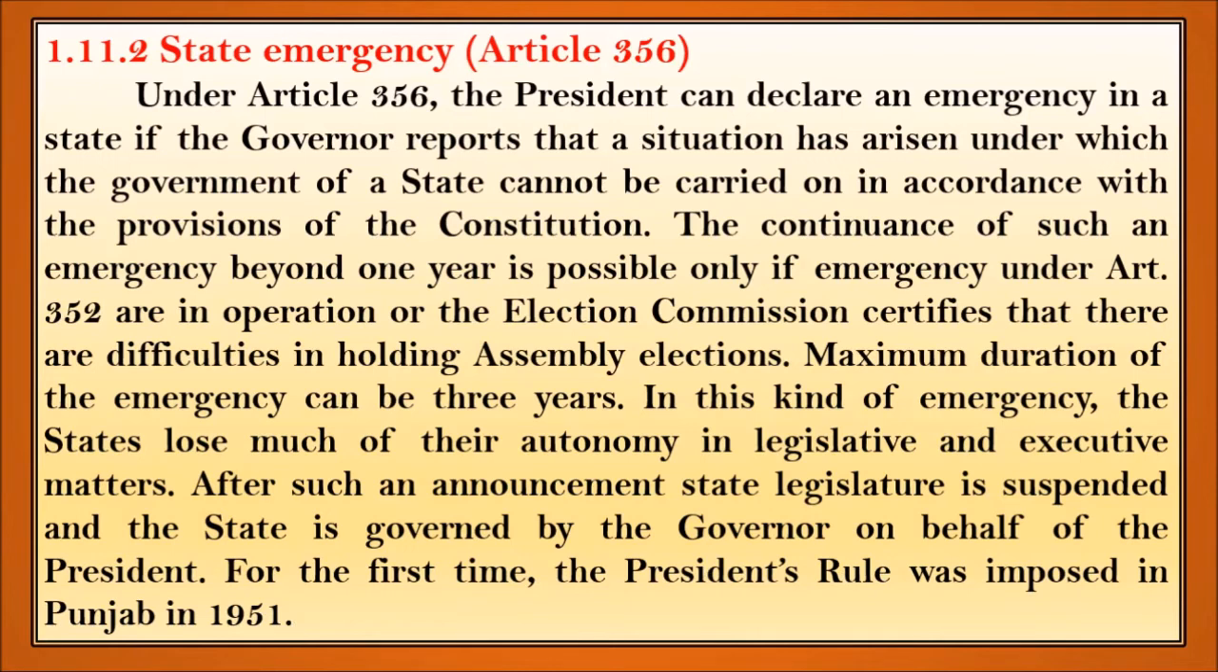So children, under this state emergency, Article 356, the president can declare an emergency in a state if the governor reports a situation under which the government of the state cannot be carried on according to the provisions of the constitution. He can take a decision when he sees problems arising, when the state government cannot go along with the supply.